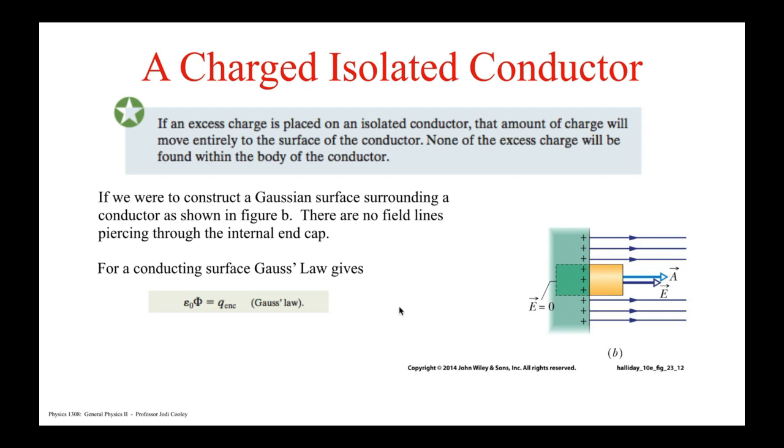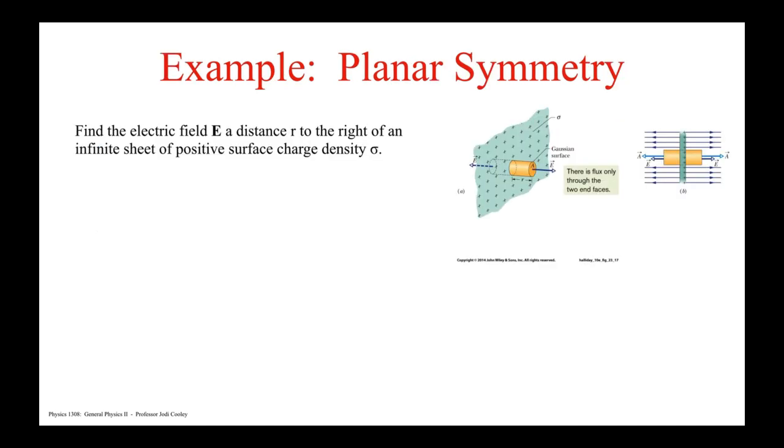So for a conducting surface, Gauss's law would give us that epsilon naught E times A is equal to sigma times A. So E is equal to sigma divided by epsilon naught, where sigma here might be a new concept for you. Sigma is surface charge. So it's the charge per surface area. This is something we learned about in the last chapter.